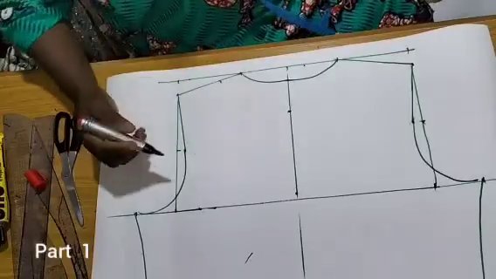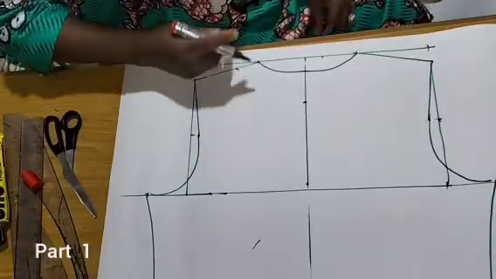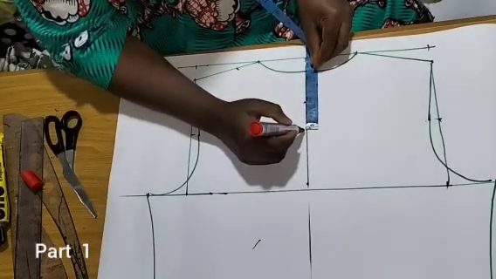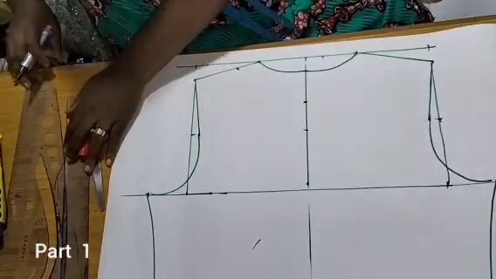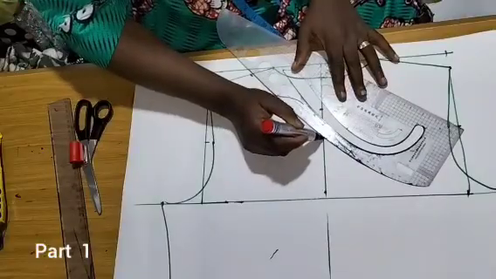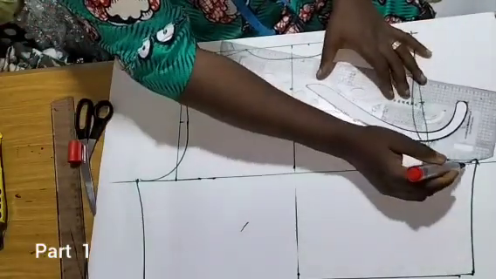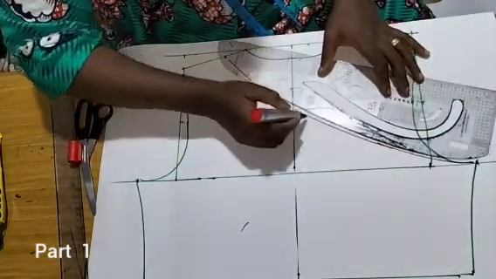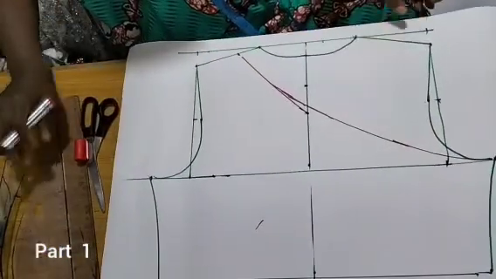So I'm going to create the back neckline. It depends on how you want to create the back neckline. If you want to still do the 4 inches, it is okay. So all you need to do here is place your pattern ruler on that 4 inches and take it to the armhole line. It will just run to the armhole line. So I can just freehand if this is not giving me what I want.